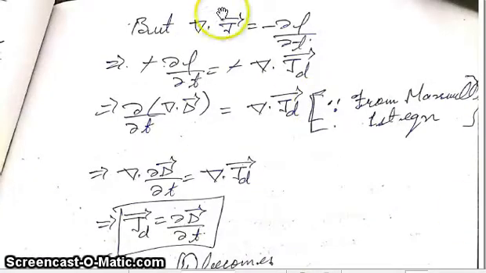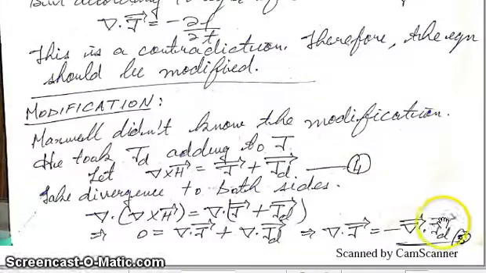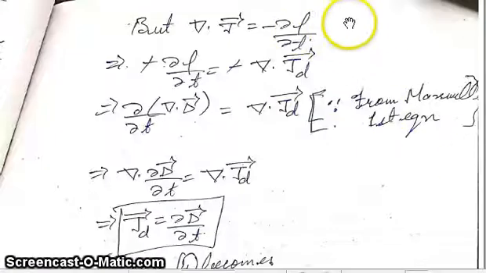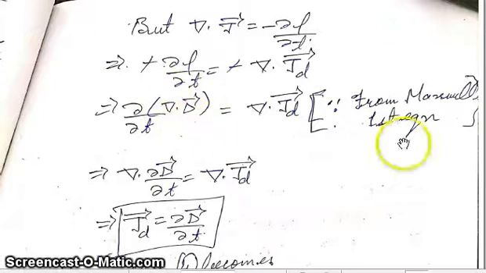Now the equation of continuity says that del dot j vector is equal to minus ∂ρ/∂t, and in equation 5 we obtained del dot j is minus del dot J_D. Comparing equation 5 with the equation of continuity, we get minus ∂ρ/∂t is equal to minus del dot J_D. Now from Maxwell's first equation, del dot D is equal to ρ, so instead of ρ we put del dot D vector. Taking del dot outside, del dot ∂D/∂t is equal to del dot J_D. So J_D becomes ∂D/∂t.